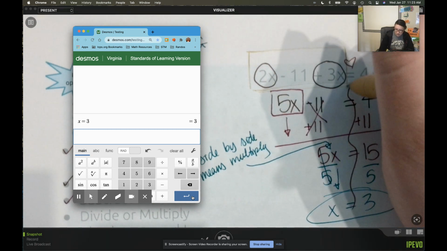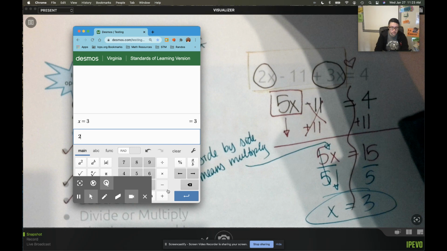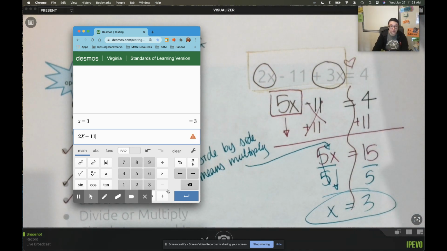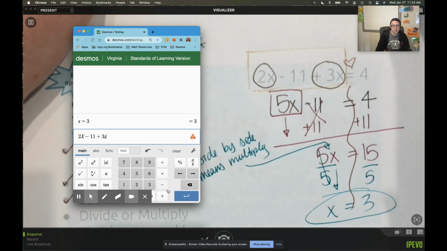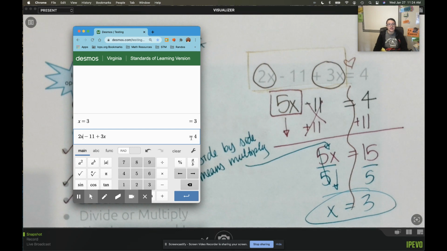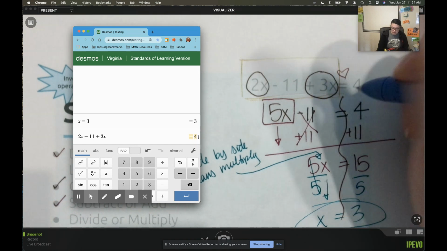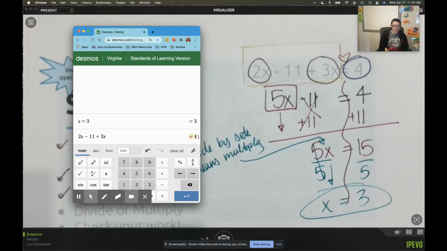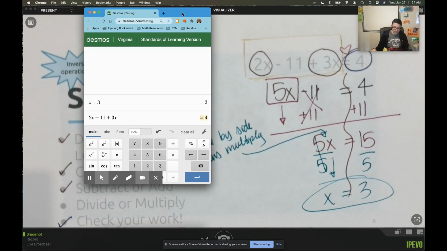equation. All this math that I did to this one side, I need to plug that into my calculator. So that's going to be 2x minus 11 plus 3x. Ooh, Andrea doesn't like that I did capital X's. There we go. And I see that that equation should equal 4. And that is also what I see up top, that it equals 4. So we are correct. Go us.